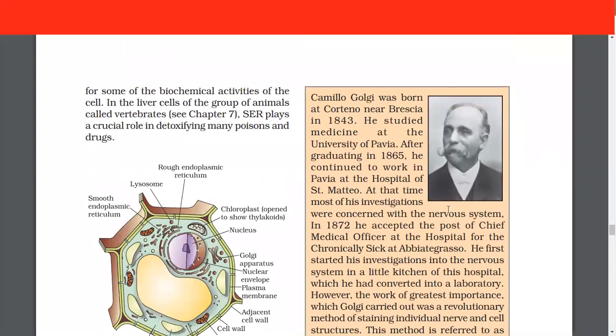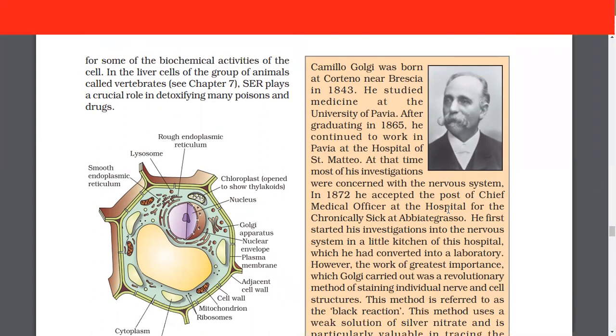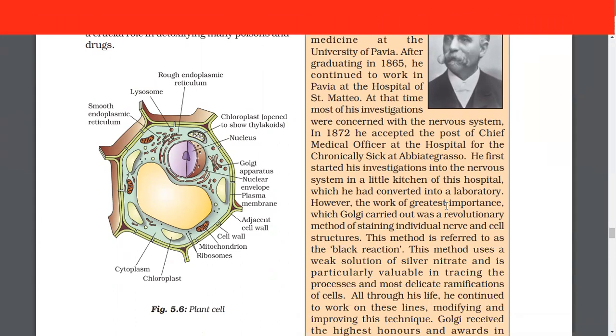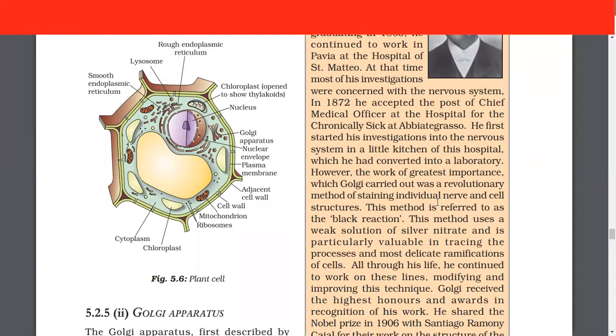Camillo Golgi was born in Cortino near Brescia in 1843. He studied medicine at the University of Pavia. After graduating in 1865, he continued to work in Pavia at the Hospital of St. Matthew. At that time, most of his investigations were concerned with the nervous system. In 1872, he accepted the post of Chief Medical Officer at the Hospital for the Chronically Sick at Abbiategrasso. He first started his investigations into the nervous system in a little kitchen of this hospital, which he had converted into a lab.